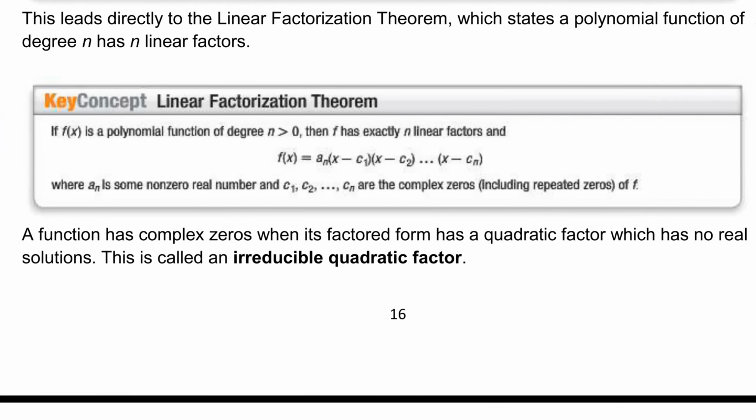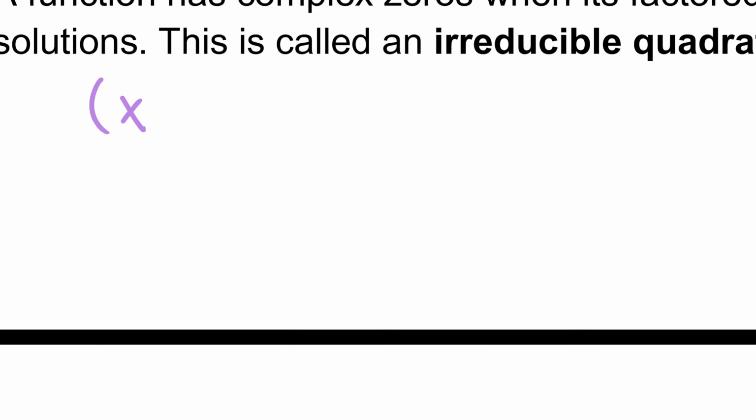This is called an irreducible quadratic factor. So an example, I could have x squared plus 9. This is an irreducible quadratic factor, right? It's not a difference of squares. You have to use the quadratic formula, or if you go through and solve, you see x is plus or minus 3i.